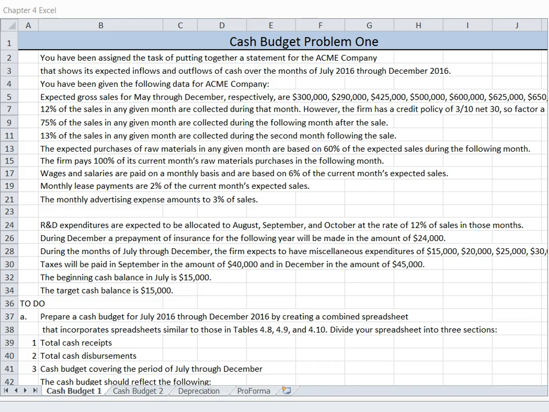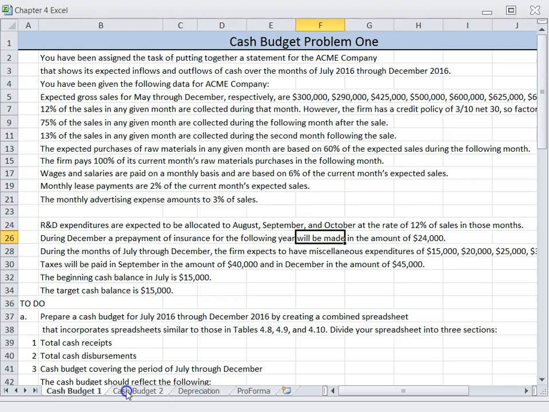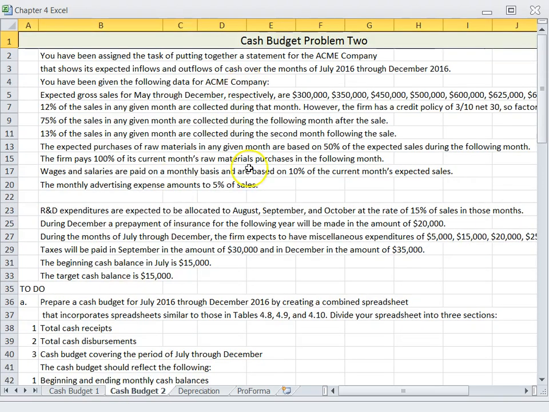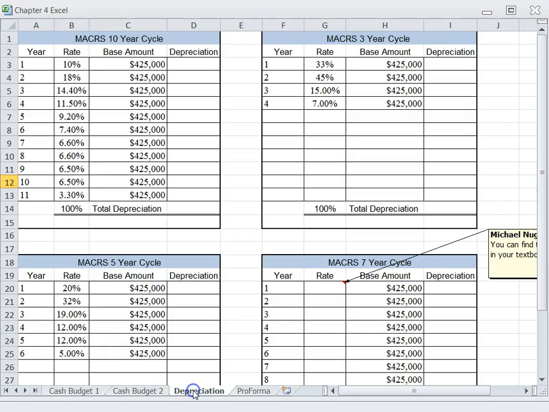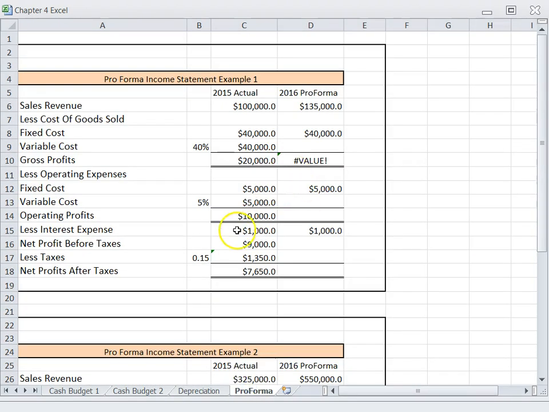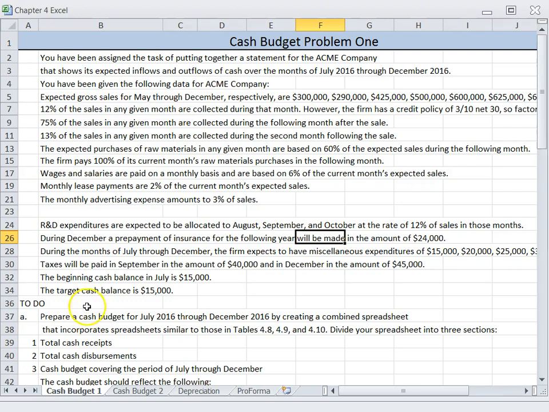And in this spreadsheet, we're looking at the cash budget. We have 4 worksheets we're working on: cash budget 1, cash budget 2, which is just a duplicate problem to cash budget 1, depreciation, and pro forma financial statements. So these are elements from chapter 4 that are being reinforced in the spreadsheet.